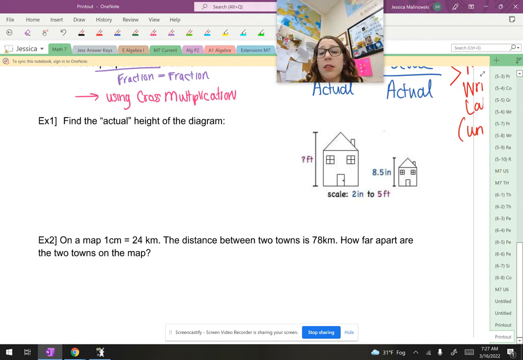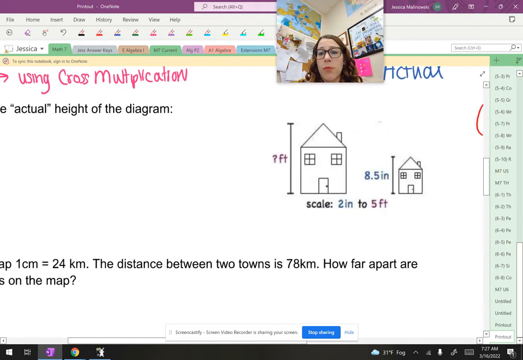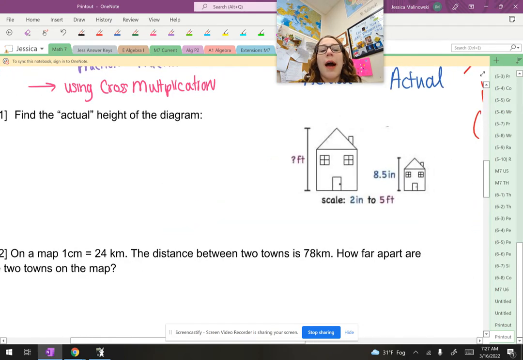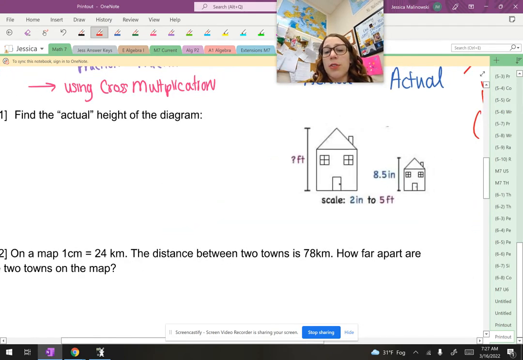So, you can see here, I have two pictures of a house. Big house, little house. If we're talking about a house, which one of these images do you think is the actual one? Do you think the actual house would be measured in inches, or do you think the actual house would be measured in feet? I hope your actual house is not measured in inches, because that would be kind of small.